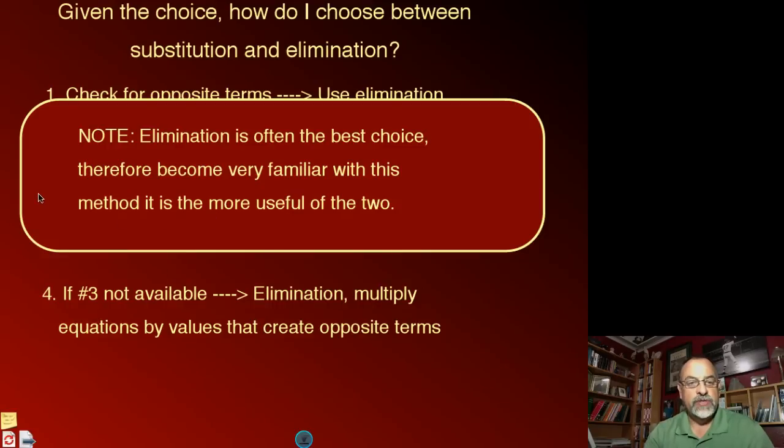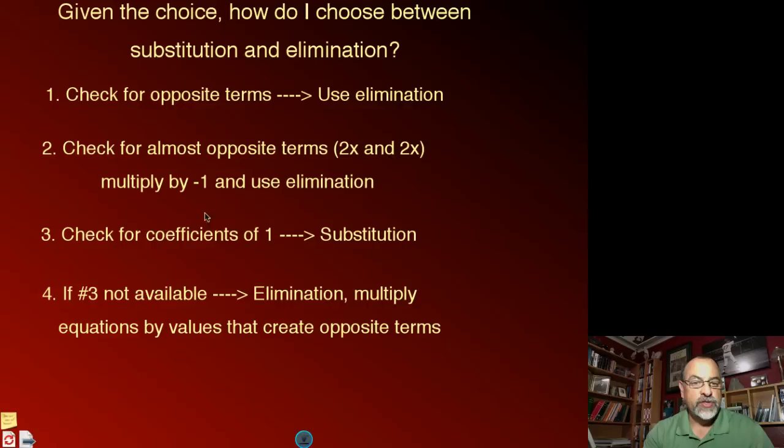Now, it is important to notice that elimination is most often the best choice. There aren't going to be many situations where you have a coefficient of 1. So therefore, you should become very familiar with this method. It is the more useful of the two, because this number 4 step you can really use for any system, and so it really is the one that you'll want to use the most often. But again, if you check these other choices first, then you can avoid having to multiply everything, which would probably reduce errors.